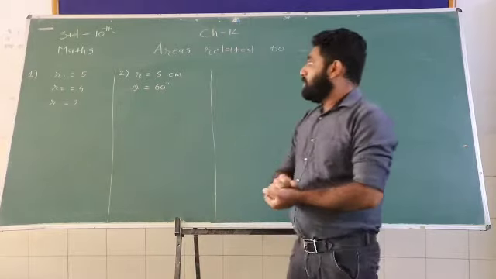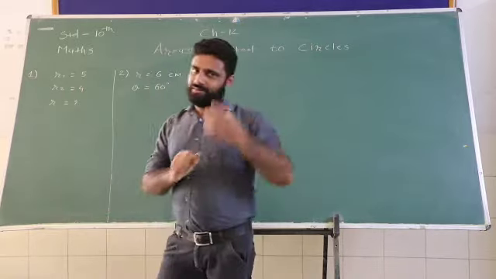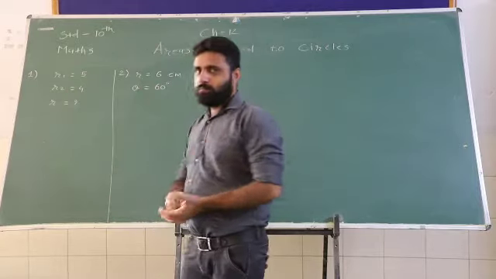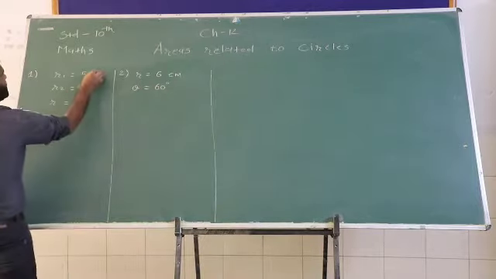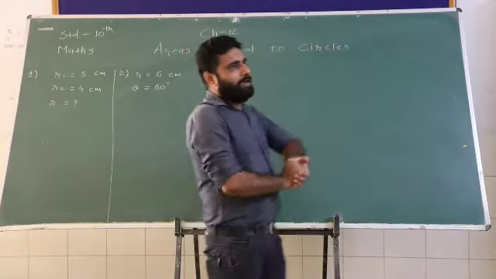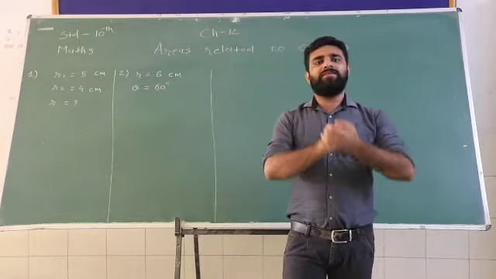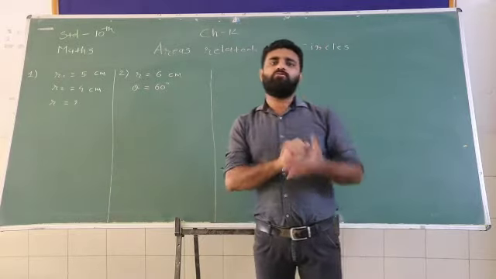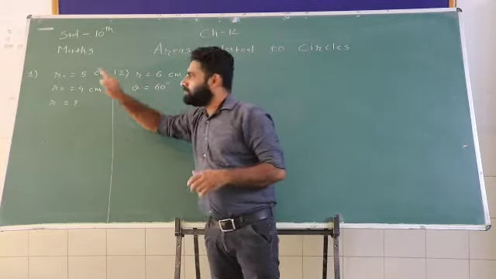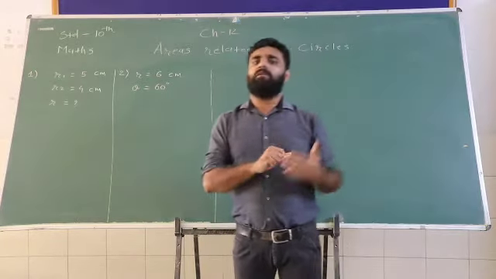Suppose the first example is you have two different circles, one with radius 5 centimeter, and second with radius 4 centimeter. Now I want a larger circle having the circumference equal to the sum of the circumferences of these two circles. Then what will be the radius of the larger circle?